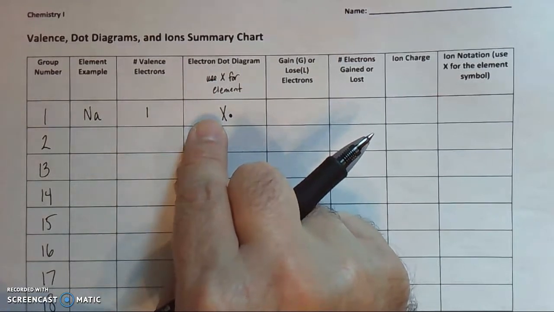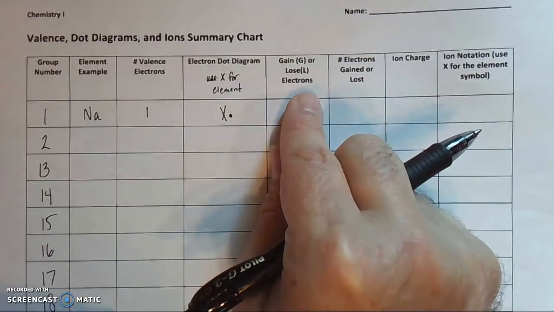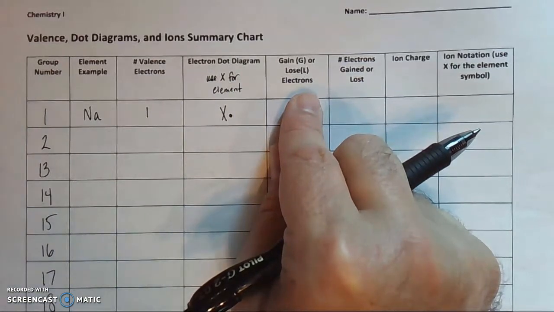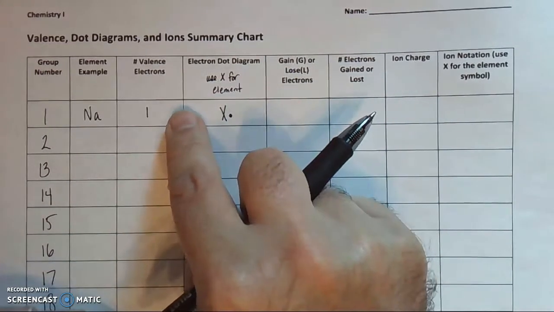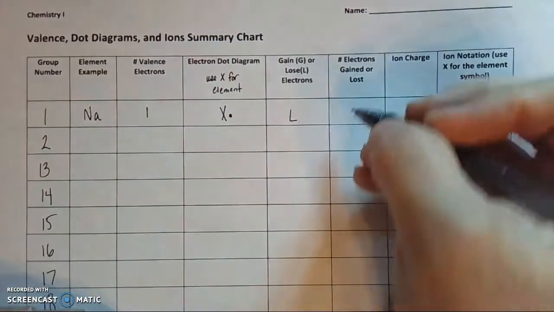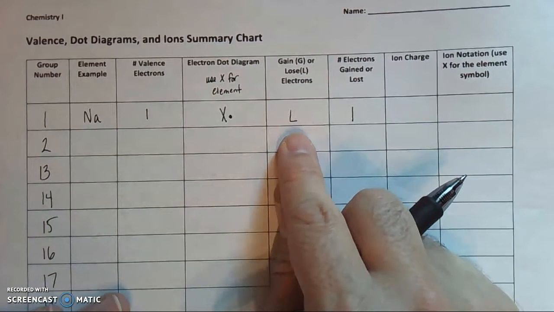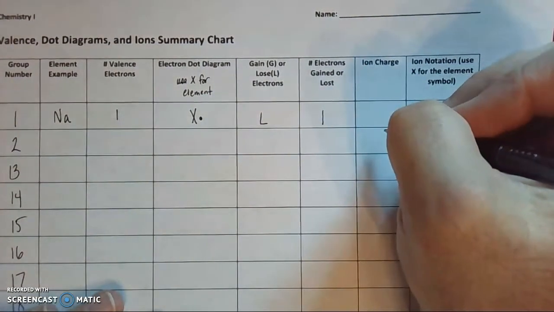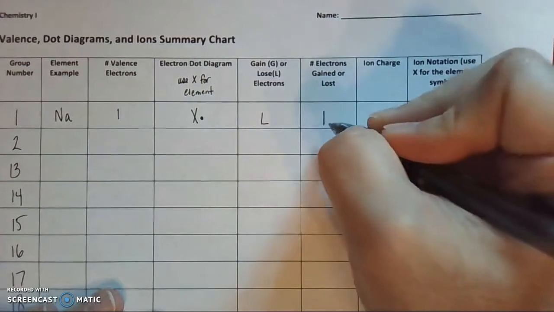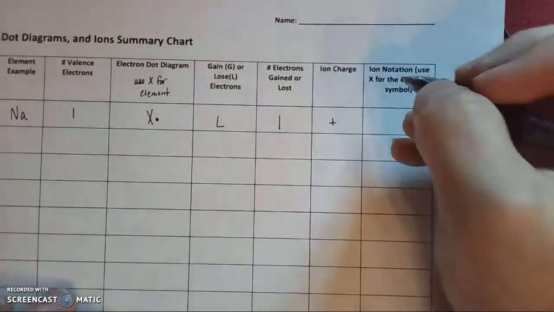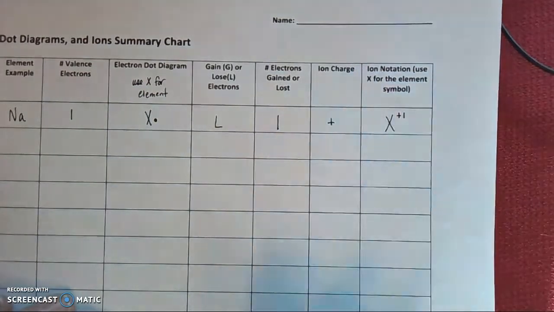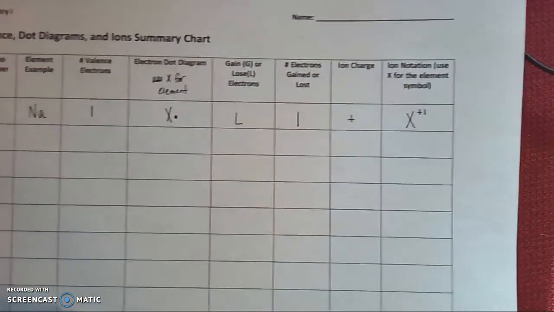Now, remember that gain or loss is based on how close it is to 8, either 8 for the level underneath it, or if it's closer to 8 with the number of valence electrons it has, it gains. So this only has 1, so it is going to lose 1 valence electron. So if anything loses, it loses all of them. And when something loses, it becomes positive. So we're going to have ion notation, a positive 1 for everything in that column.